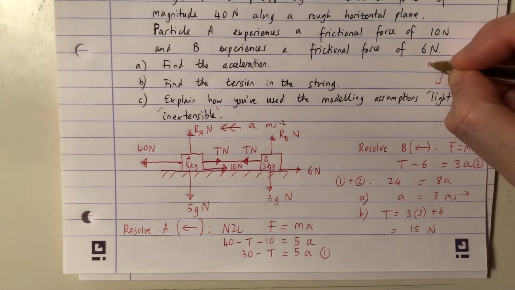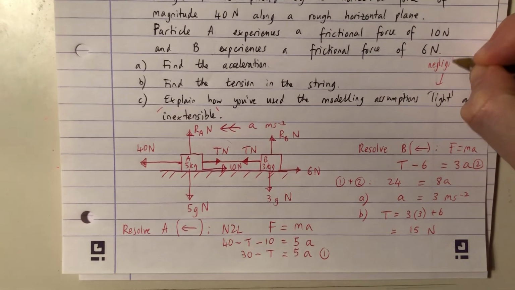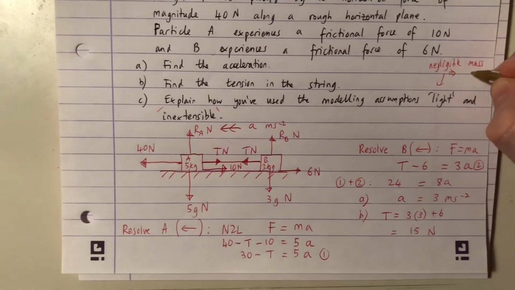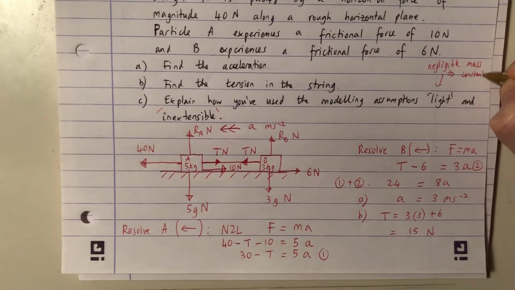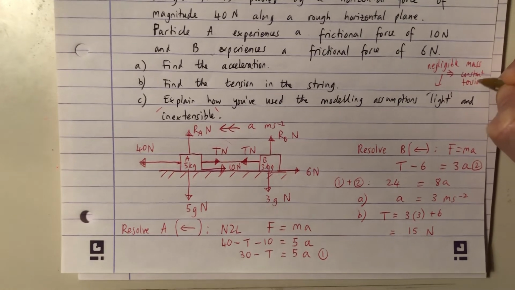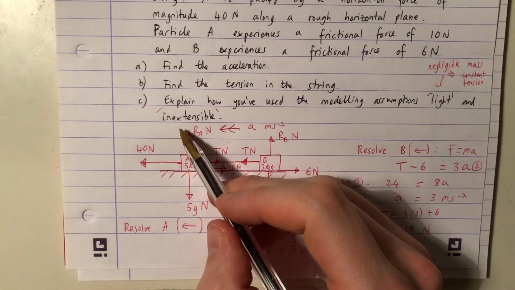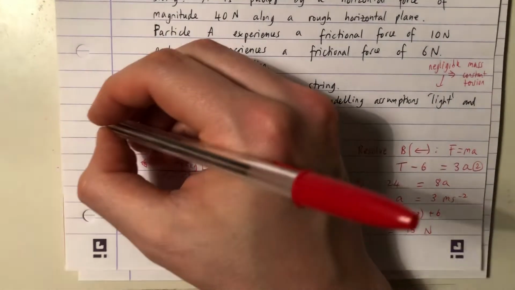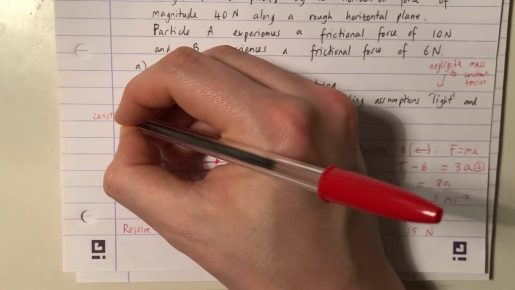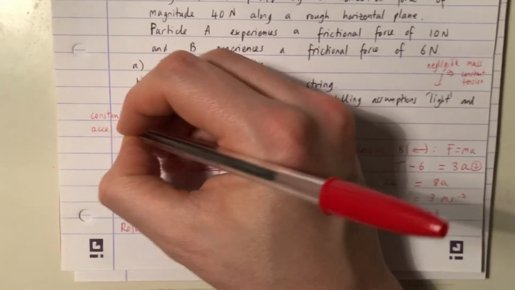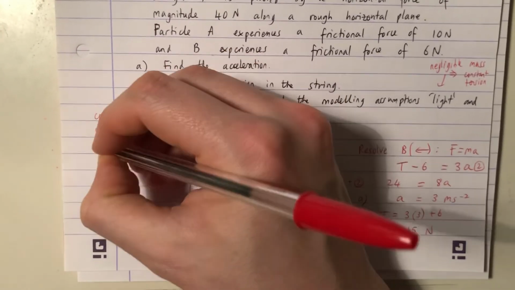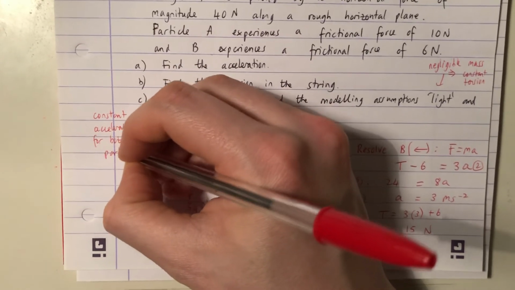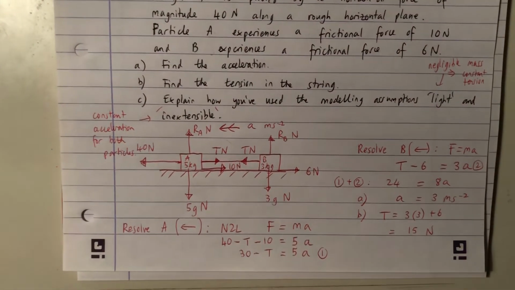So negligible mass will give us constant tension. And inextensible means it's not going to really stretch. So this is going to give us a constant acceleration for both particles. And that would be part C.